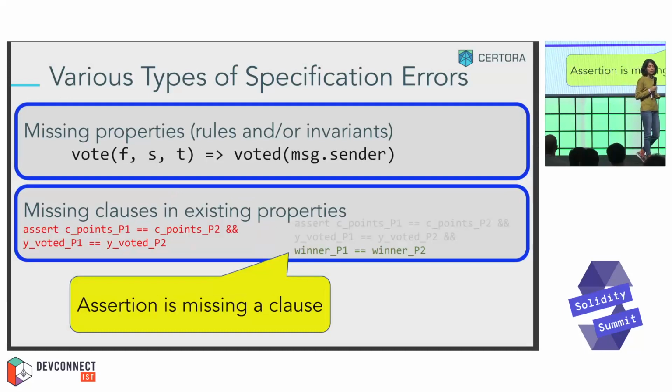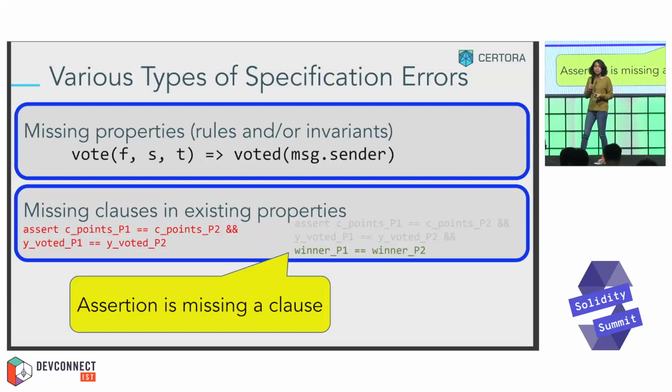Another thing that happens is maybe you do have a property, but you missed some kind of logical expression in it. Maybe you missed a clause or something. This also happens quite often, and we have seen this when we verify customer projects. We just add to an existing property. The property could be an invariant, or a rule, or anything else.